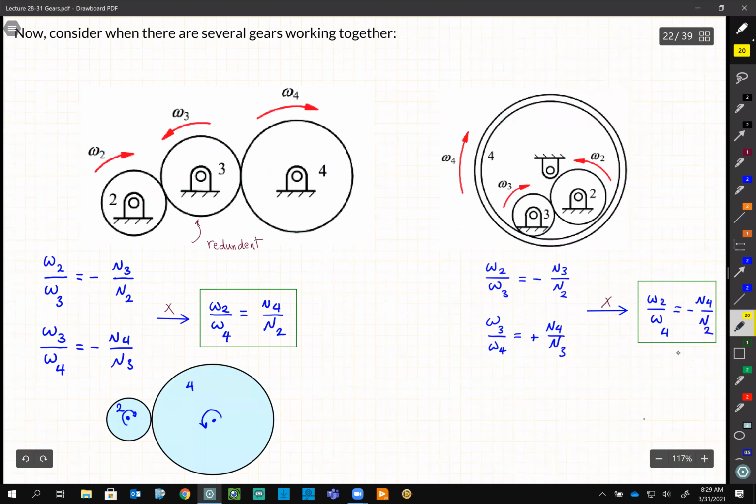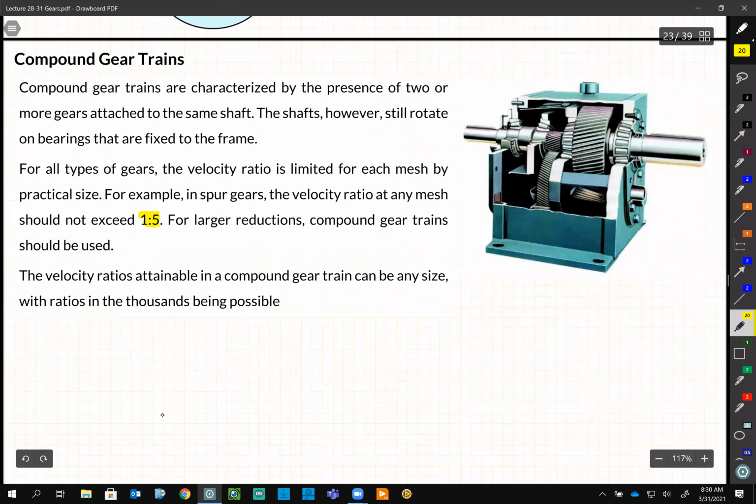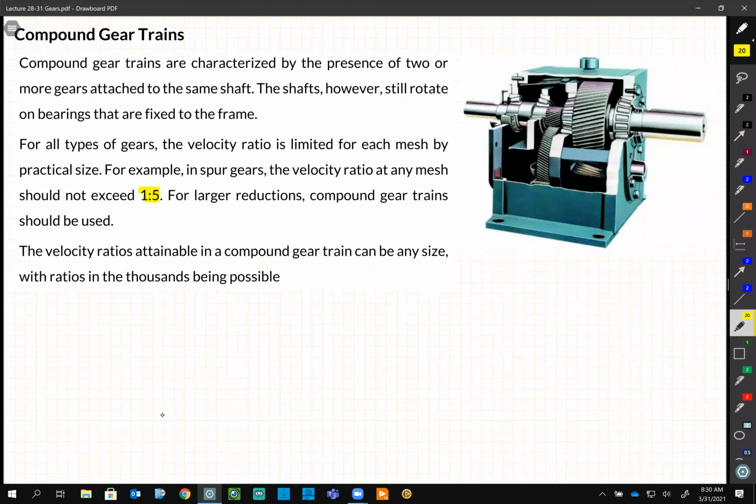Again, let's move back one step here. Let's say I want to go from gear 2 to 4. It's always recommended that the ratio of the diameter of the big one to the small one should not exceed 5, or the number of teeth, because then the smaller gear is going to go under lots of stress. So if we don't have any choice, maybe we'd better go with the compound gears.